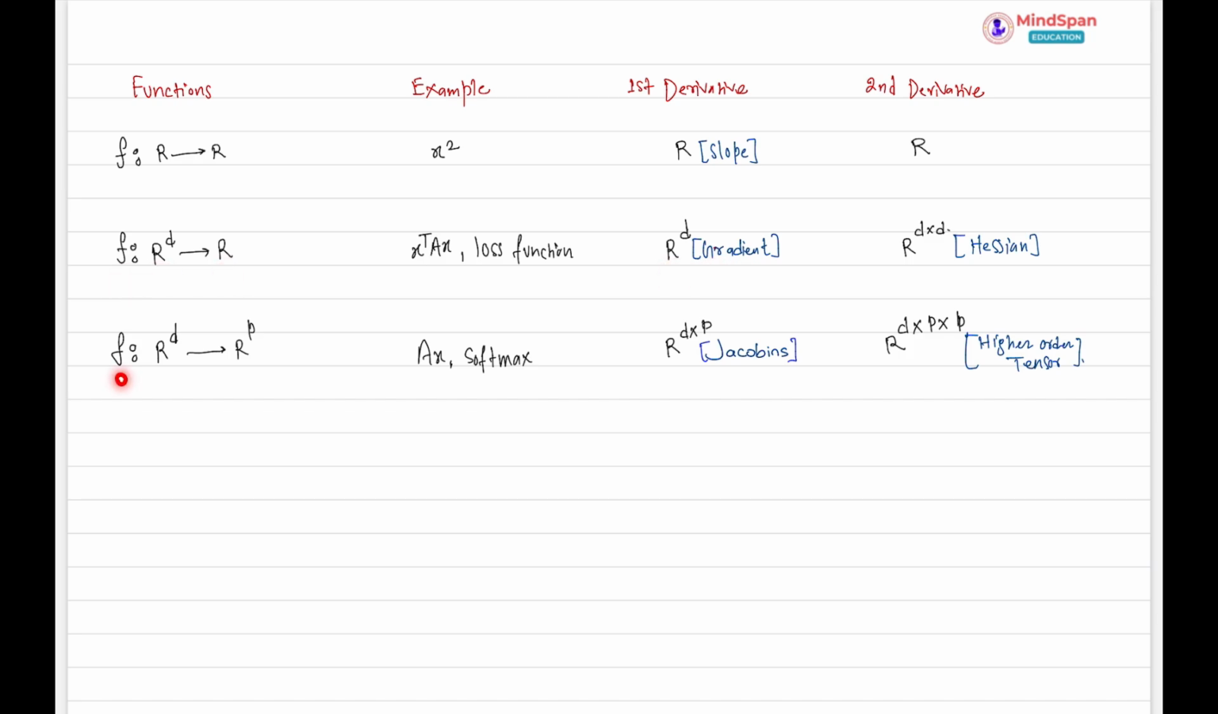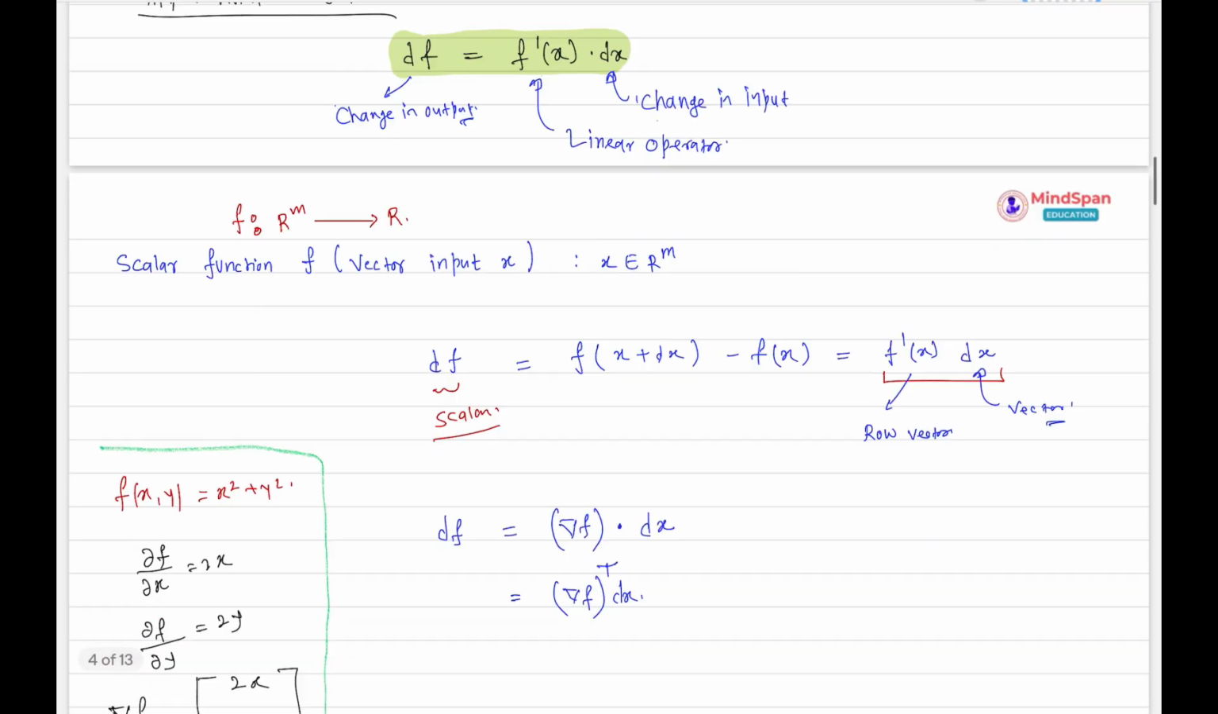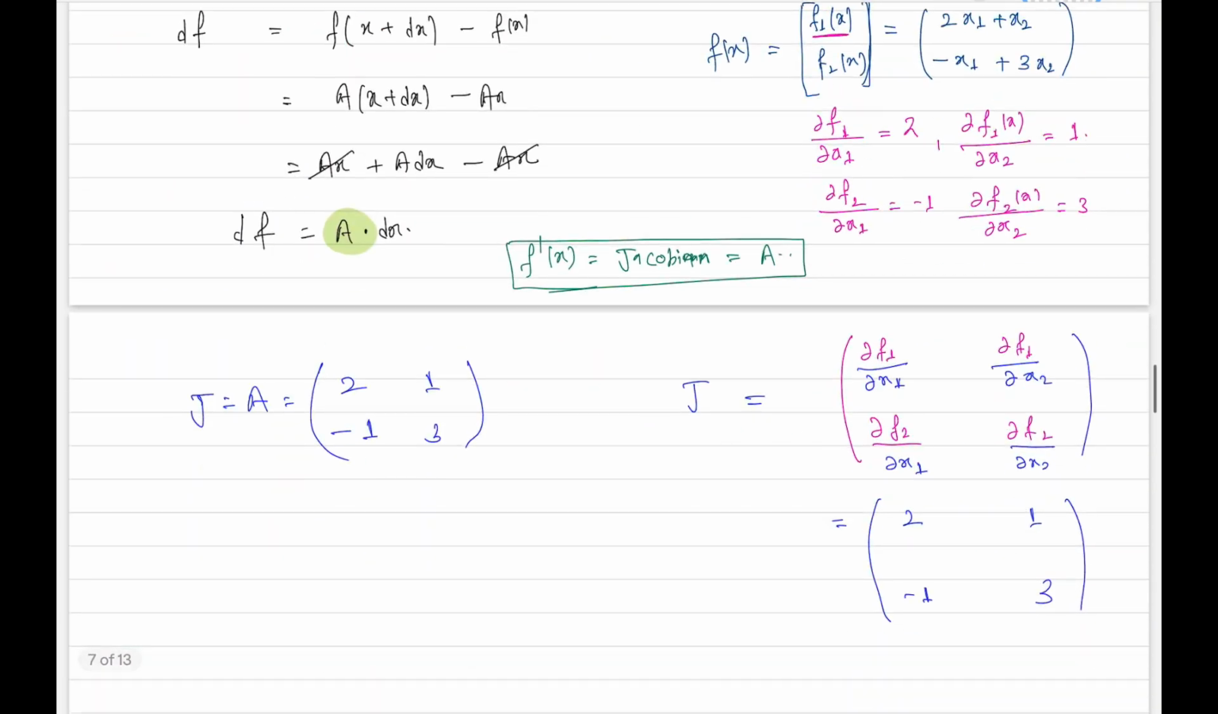If we have a function that takes input as a vector and produces output that is again a vector, and if we are interested in finding the first derivative of this kind of function, then we have found that it is nothing but the Jacobian. So Jacobian is a matrix. In this video we are going to look at Hessian. So Hessian is nothing but the second derivative of this kind of function. Okay, now let's try to look at what is Hessian.